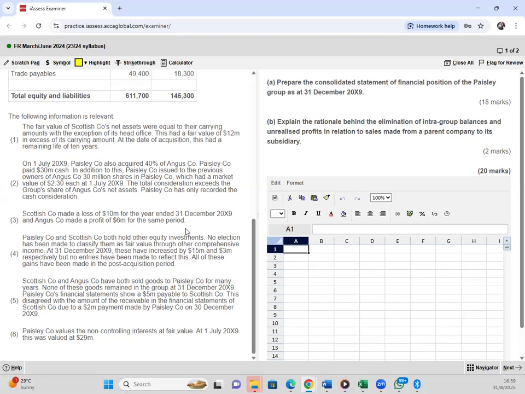Yes, that one we write off, intra-group payables. We can't be owing each other. This disagreed with the amount received in the financial statements by Scottish, of 2 million payment made, so there's a payment which has been made. The amount reported by Scottish and by Paisley differs; that's the cash in transit. Paisley values the non-controlling interest at 29 million.